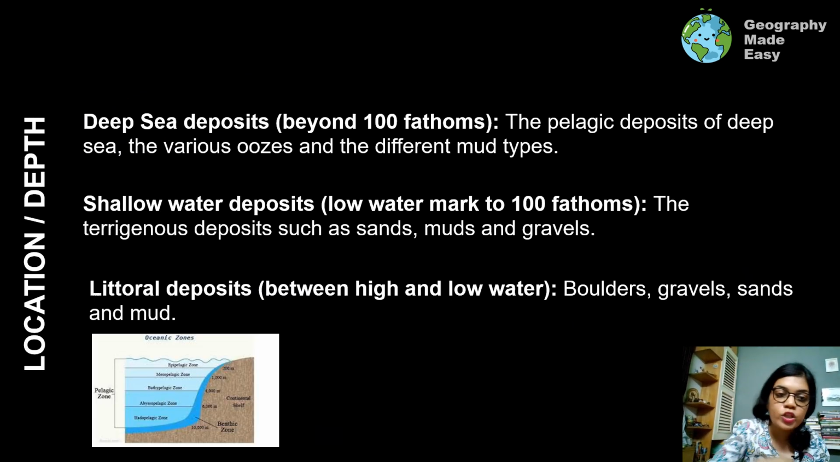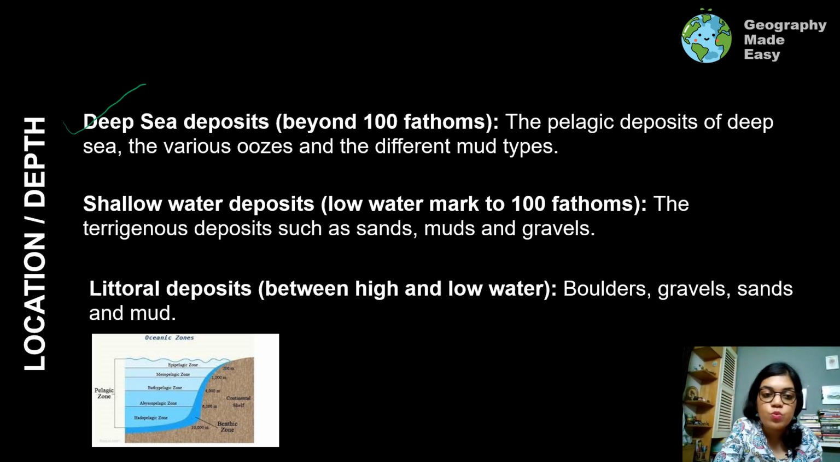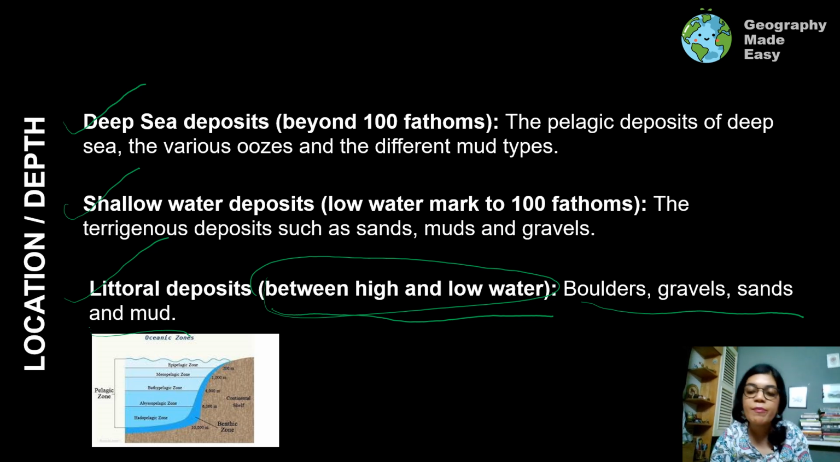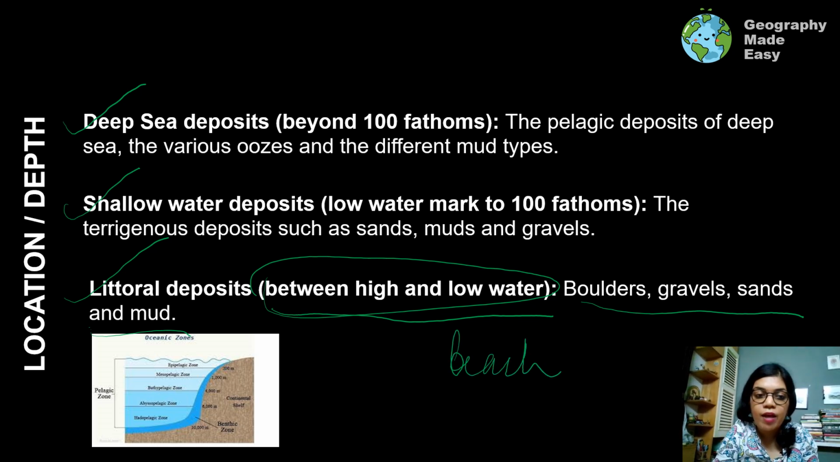Next, based on location or depth, we have three classifications of sediments. We have the deep sea deposits, the shallow water deposits, and the littoral deposits. The littoral deposits, the boulders, gravel, sand, and mud, are the most shallow. Between high tide and low tide you will be able to see them when you go to the beach. Then we have the shallow water deposit, which is between the low water mark and 100 fathoms. We have the different sands, muds, and gravels here. They might get exposed but not very commonly.